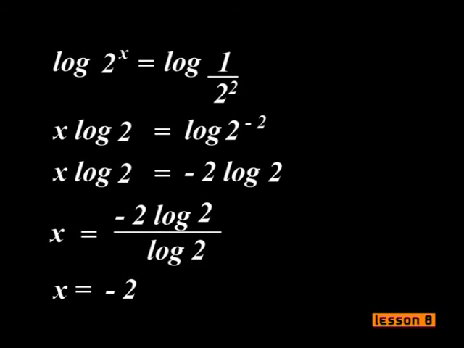Okay. On the left-hand side, I can move the x to the front of the log and multiply. On the right-hand side, I can simplify 1 divided by 2 squared by bringing the denominator to the top of the fraction and making the power negative. This means that the number of the log now has a power, so I can put this power in front of the equation and multiply. Now to get x on its own, I can divide both sides by log 2. I don't even need a calculator for this because log 2 divided by log 2 must be 1, which means that x is equal to negative 2.